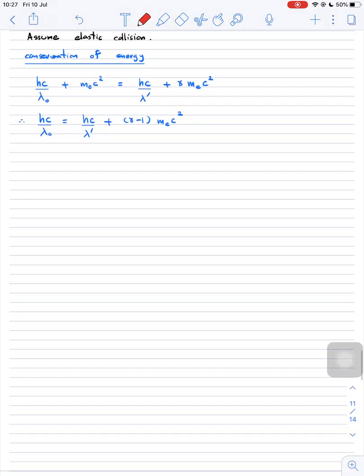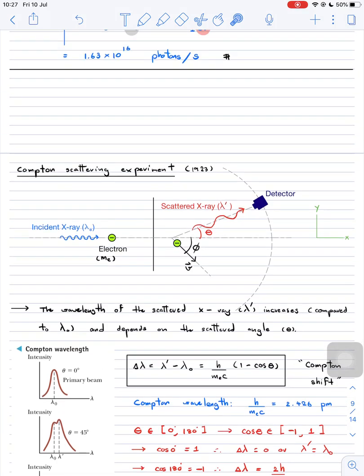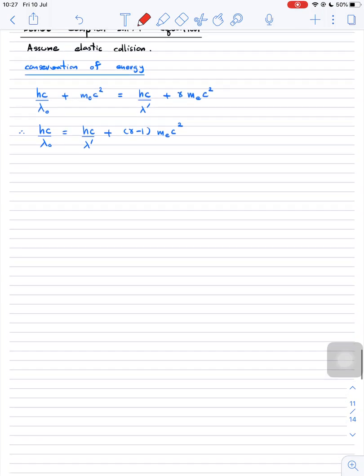Now the next thing is conservation of momentum. Don't forget that momentum is a vector, so we must have conservation both along the x and along the y axis here. So let's consider the conservation of the momentum along the x-axis.